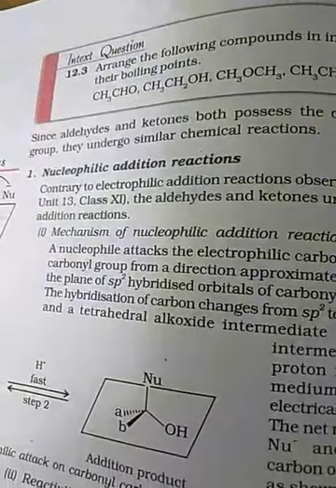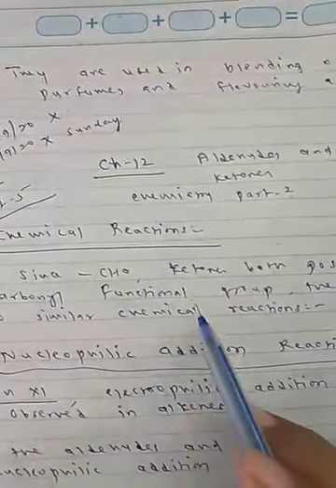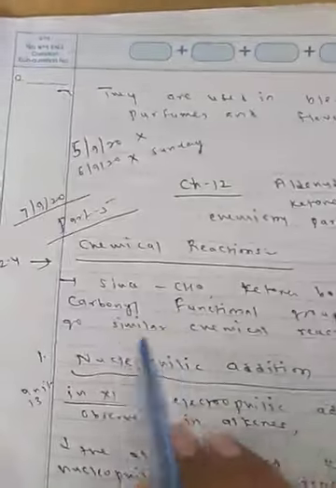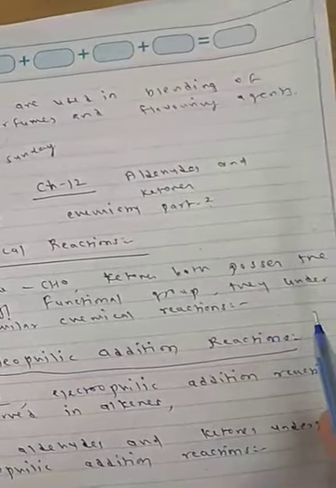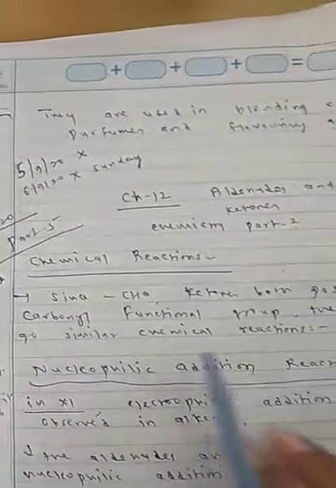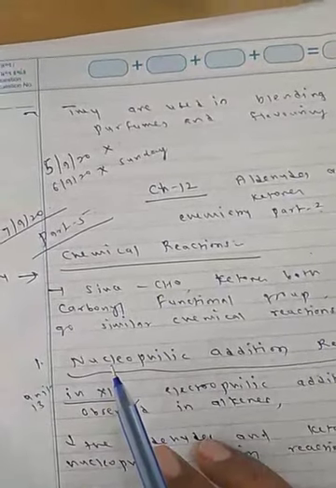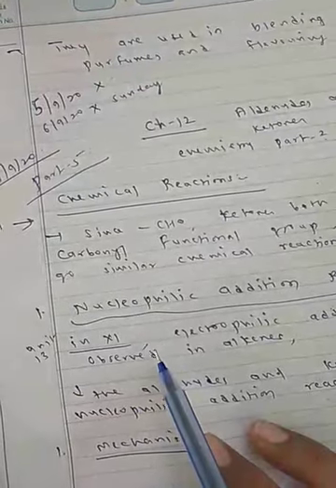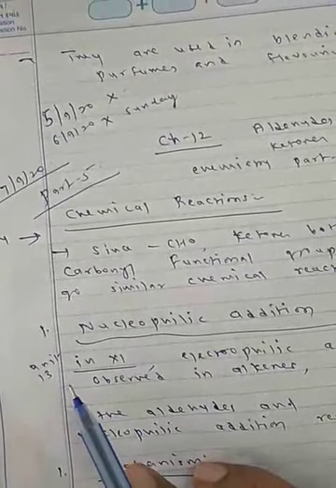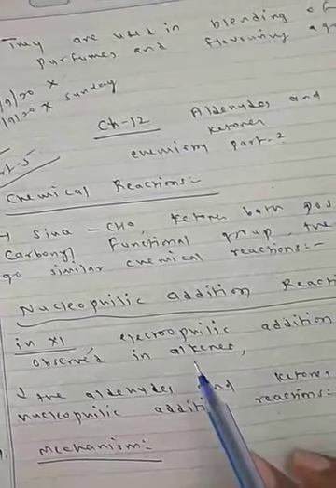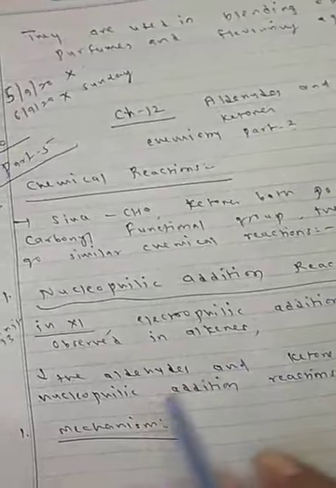We begin with nucleophilic addition reactions. Now what is nucleophilic? Aldehydes and ketones both possess the carbonyl functional group, so they undergo similar chemical reactions. The first part is nucleophilic addition reactions; there are 4 to 5 parts. In 11th you studied electrophilic addition reactions in alkenes. Now aldehydes and ketones undergo nucleophilic addition reactions.